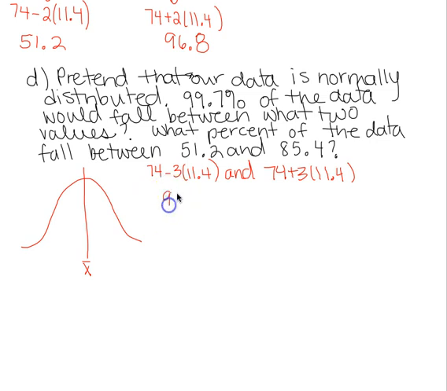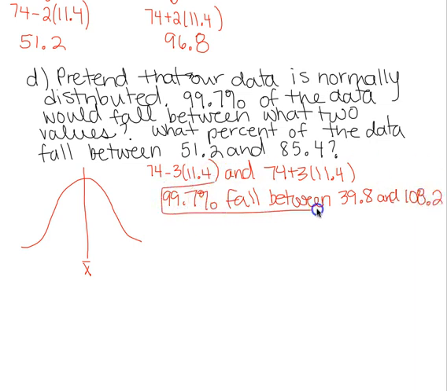So we would say 99.7% fall between 39.8 and 108.2. So that's the answer to the first part of the question. The second part of the question says what percent of the data fall between 51.2 and 85.4.